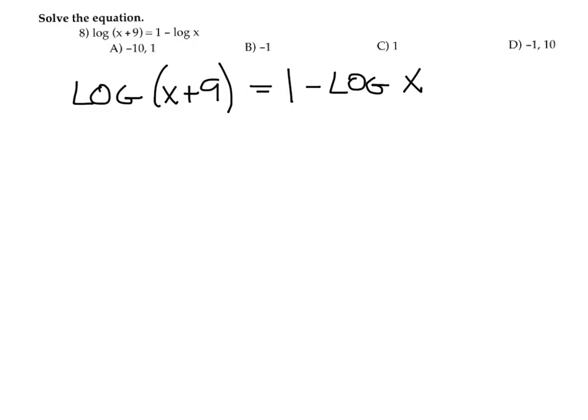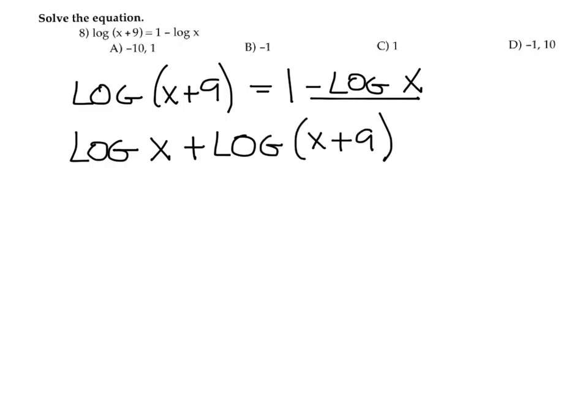We have 2 logs, they're on separate sides, and they both have x's in them. Anytime you have an equation to solve and you have 2 different x's and they're on different sides of the equal sign, what should you do? Put them on the same side. Yeah, so let's do this. Log x, we're moving this from over here. Instead of minus, it'll be plus. And log x plus log of x plus 9, and set all that equal to 1.